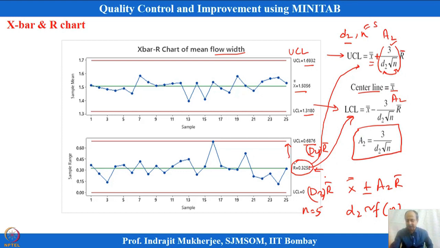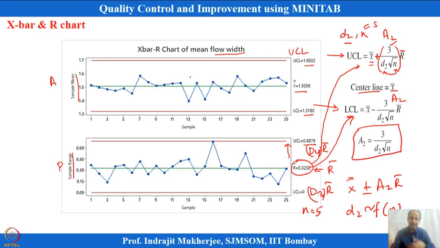So, that formulation we can also see. The central line will be R bar over here, with the upper control limit line at D4 R bar and the lower at D3 R bar. So, this is monitoring the sample range what you see, and this is monitoring the mean over here. So, one is monitoring accuracy, one is monitoring precision.